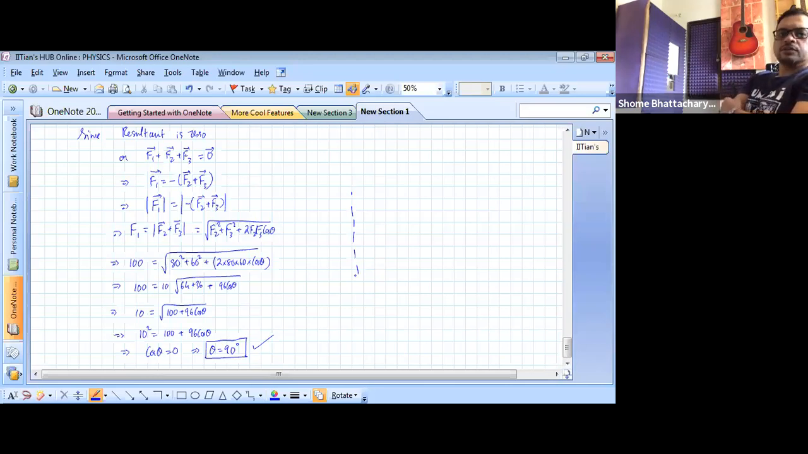Yeah, between F1 and F2, instead of 37 it would have been 180 minus 37 because it's the exterior angle. So Anmol, if I ask the angle between F1 and F2, you will see it will not be an acute angle, it will be an obtuse angle. It will be that exterior angle of that triangle.